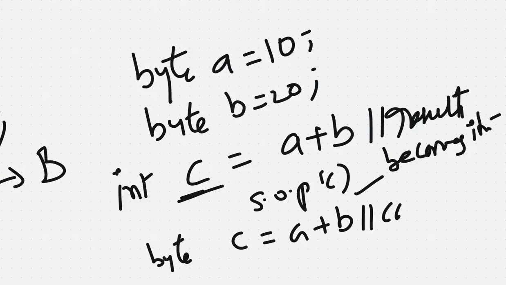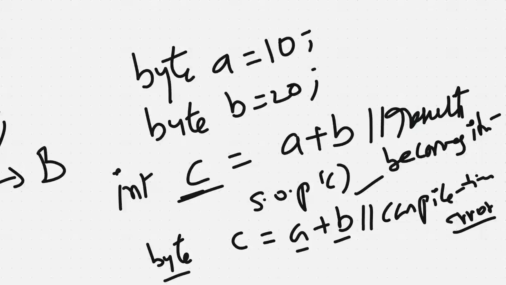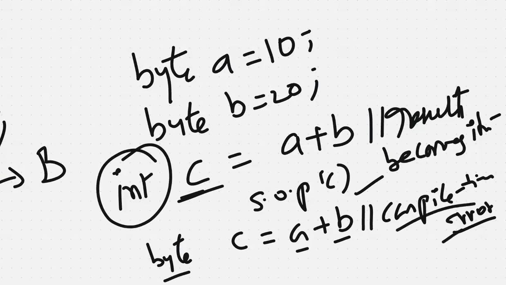That time you will get a compile time error. Why will it get the compile time error? These two are bytes, and here also it is a byte, but here we have a conversion. Two bytes will convert to an integer. Okay, so here there is no conversion, so we'll get the compile time error.